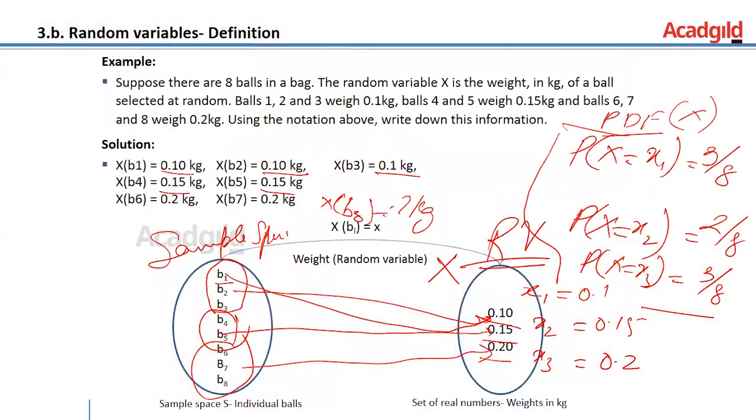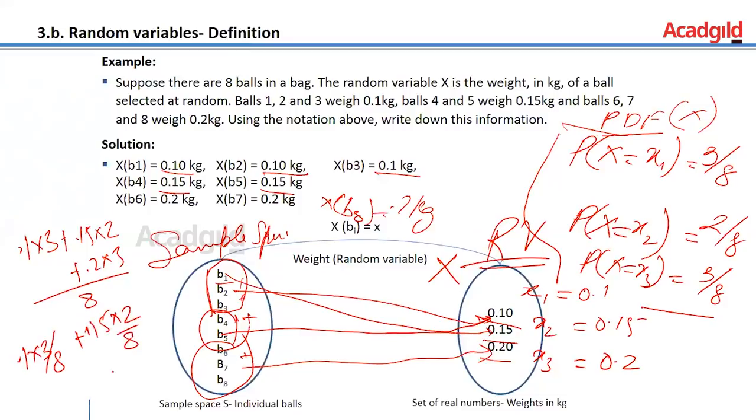Now, let's say what is the average weight of these balls. Okay, how do I calculate average weight of all these 8 balls? So I add, these 3 are 0.1, I add 0.1 plus 0.1 plus 0.1. These 2 are 0.15 plus 0.15 and plus 0.2, 0.2, 0.2, and divide it all by 8. Or I can write it as 0.1 into 3 plus 0.15 into 2 plus 0.2 into 3 divided by 8. This is basic school mathematics. I can also write it as 0.1 into 3 by 8 plus 0.15 into 2 by 8 plus 0.2 into 3 by 8. This is the average value of my random variable X.